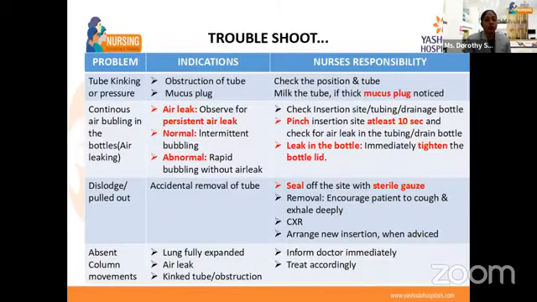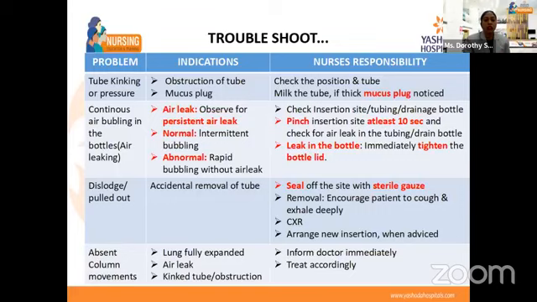So troubleshooting is very important in ICD care. The nurse should identify the problems and act immediately. Immediate action is very much needed in these scenarios. Scenarios like tube kinking or pressure: the nurse should know whether the tube is placed properly in position, whether the patient is lying down on the tube, or any other obstruction. If the nurse finds any mucus plug, she is advised to milk the tube, and if a thick mucus plug is noticed, you have to milk the tube and try to remove the mucus plug.